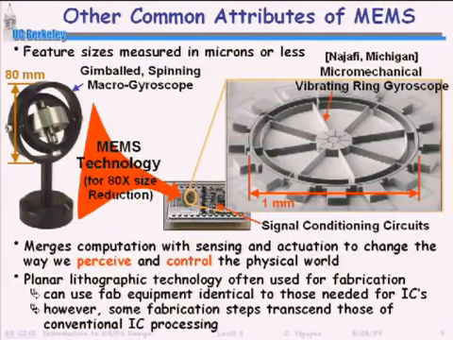This is an example of a gyroscope. I don't know how many people know what a gyroscope is, but this is something that can tell you which direction you're pointing. Okay, why is that important?